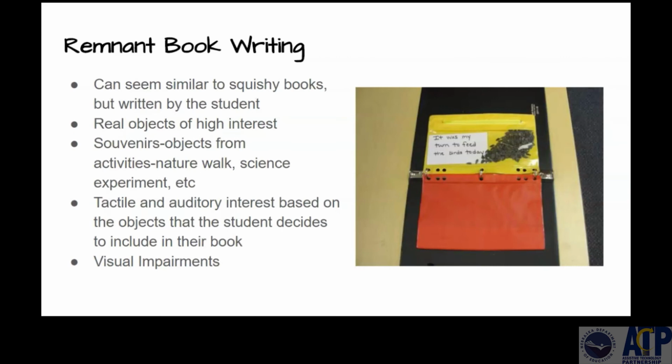There are lots of low-tech options for independent writing as well. One of those is Remnant book writing. This can seem similar to squishy books, but these are written by the student, either dictated or with the written text showing wherever that student is on the emergent writing continuum. The student chooses objects that are of high interest. It can be souvenirs, objects from activities, a nature walk, a science experiment, and those objects provide tactile and auditory interest based on what the student decides to include in their book.